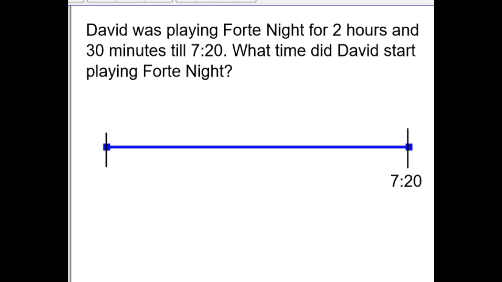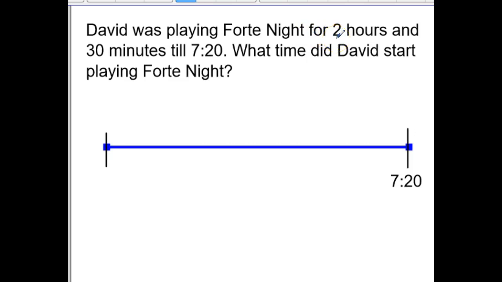All right, for this last problem, we're going to tackle our hardest problem yet. David was playing Fortnite for 2 hours and 30 minutes till 7:20. What time did David start playing Fortnite? Well, this looks very different from those others that we've tried. Let's look at what our VIP words are.